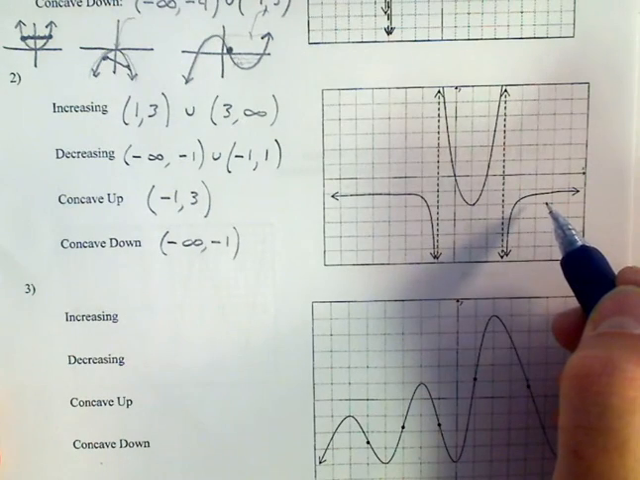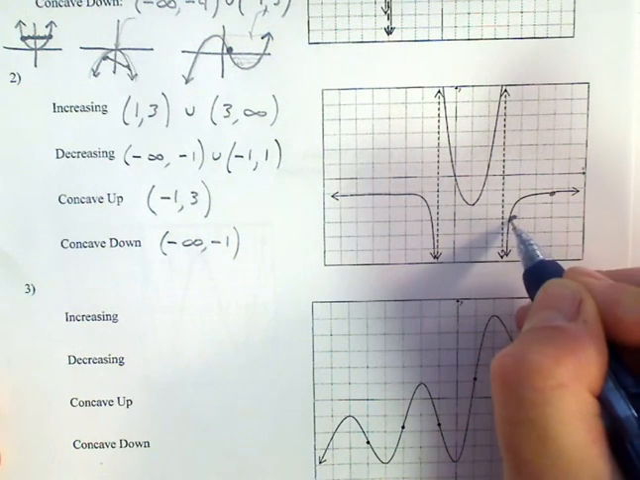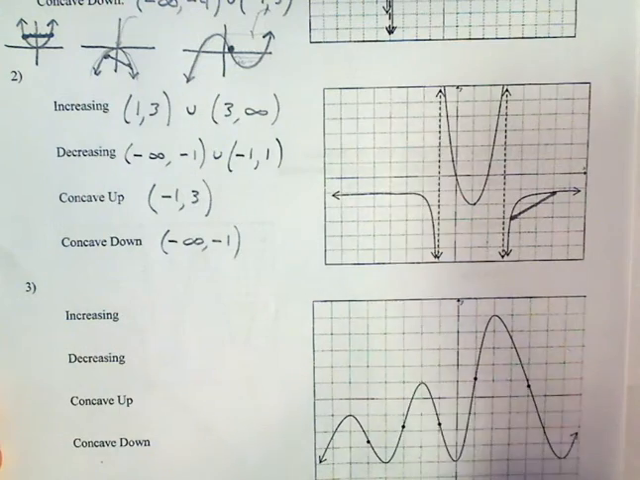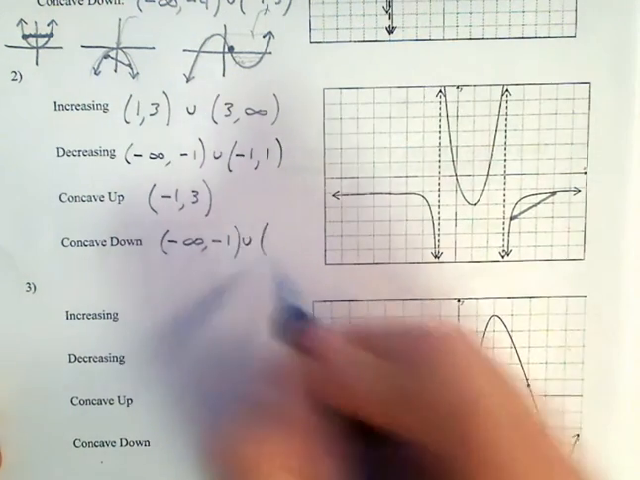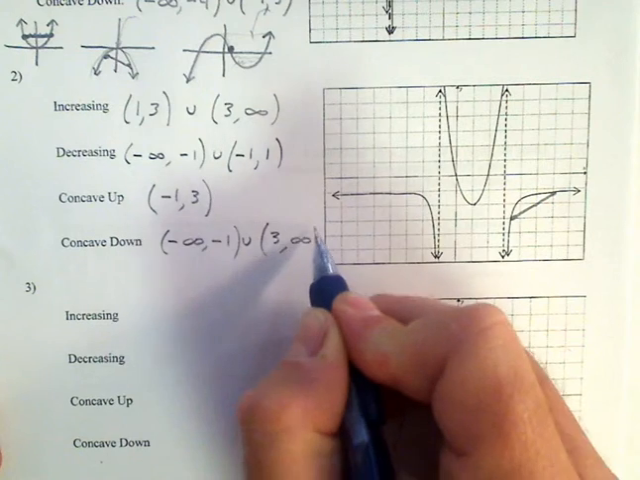Then if you go to the other side of this asymptote and you don't know what it is, if I were to draw two dots, connect them, my line is underneath the graph, and if I'm underneath the graph, it's concave down. So from 3 to infinity.